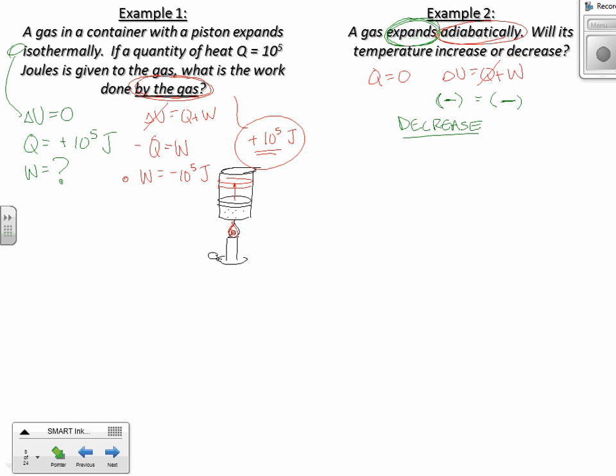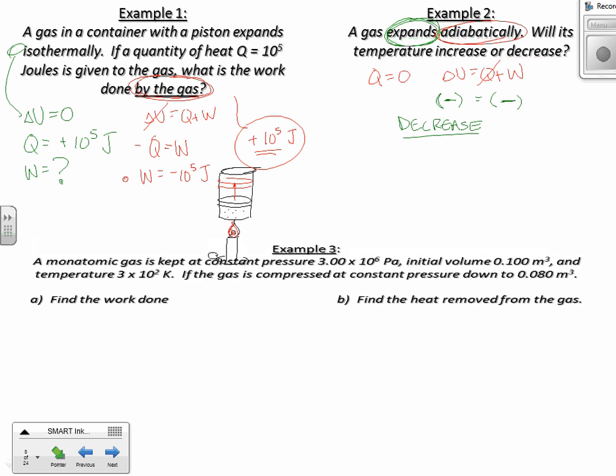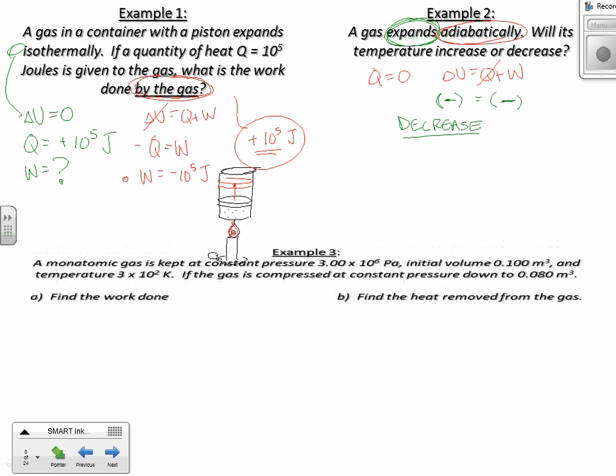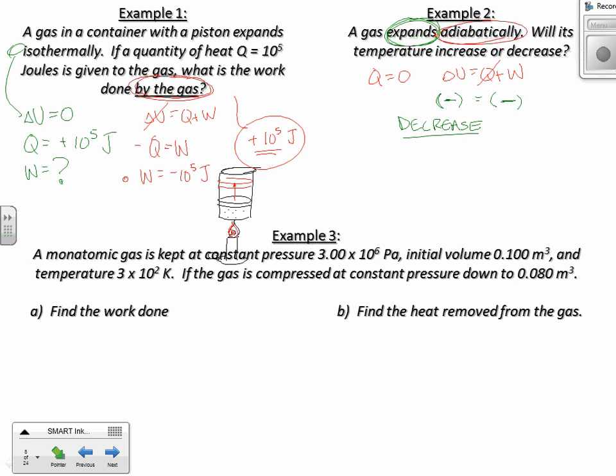Okay? Number 3. Monatomic gas kept at constant pressure. That doesn't really tell us anything about first law variables, but there's an initial volume, an initial temperature. The gas is compressed at constant pressure down to that. Find the work done. Well, there's at least another way to find work. We can do first law, but we do know the change in temperature, but we don't know anything about Q.